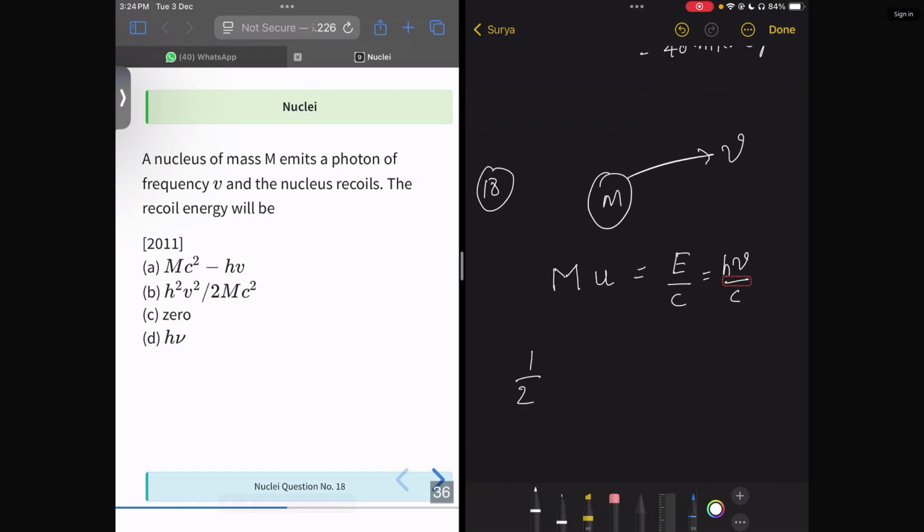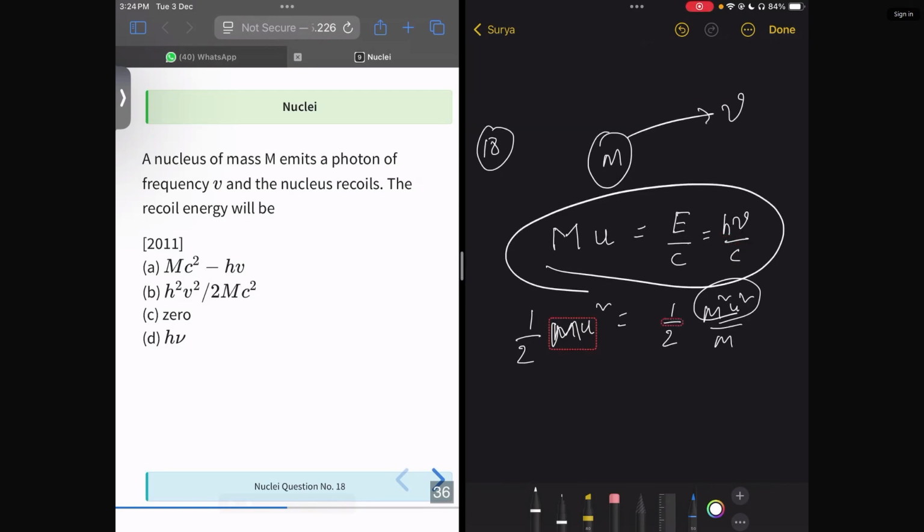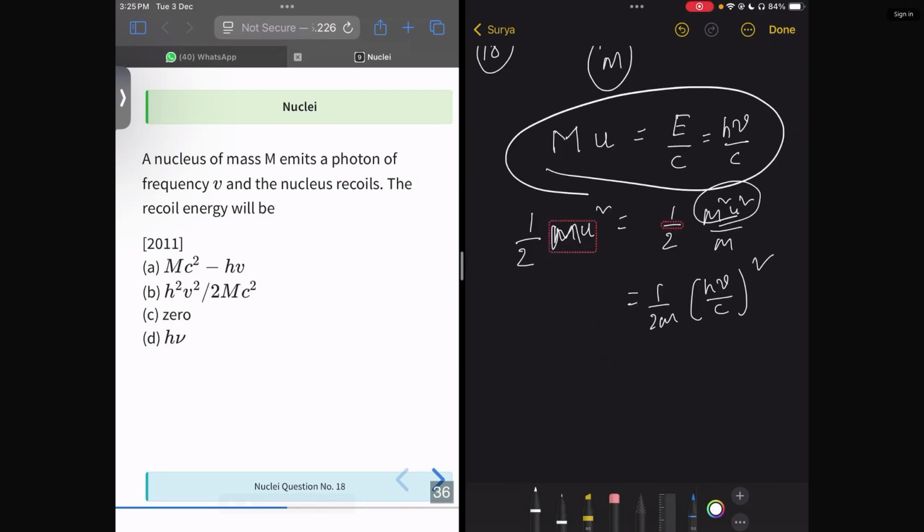The energy conservation will be half m u square, this is the kinetic energy, the recoil energy. So from this relation, you know what u is. So you can write it as half m square u square by m. So m square u square is nothing but h square, and m u is nothing but h mu by c. So half 2m into h mu by c whole square, right? So it will be h square mu square by 2mc square. So option B is the right answer.